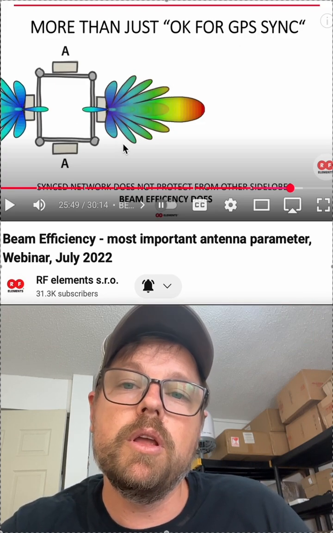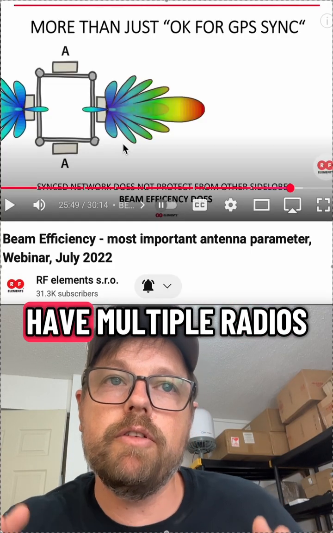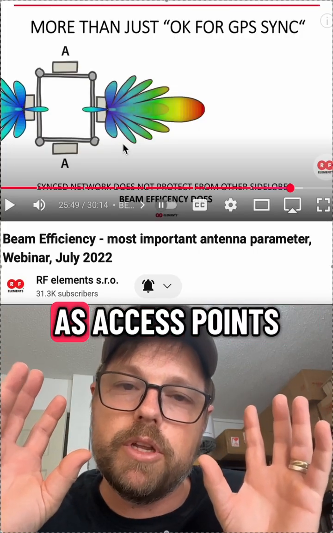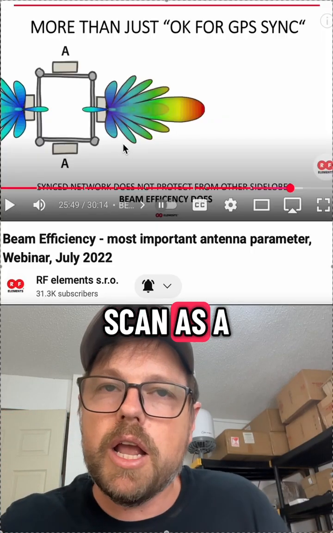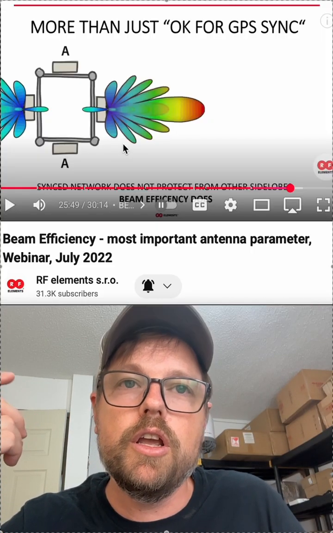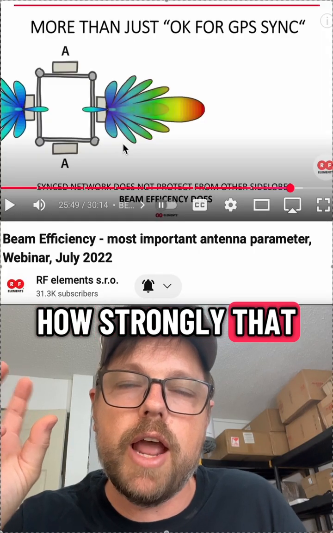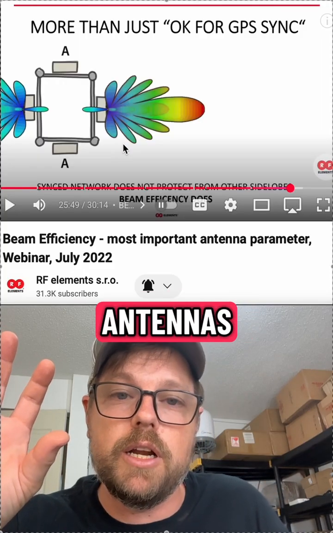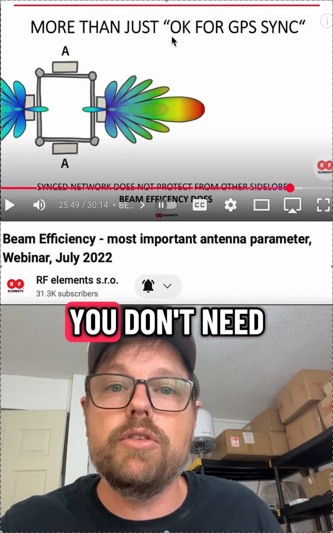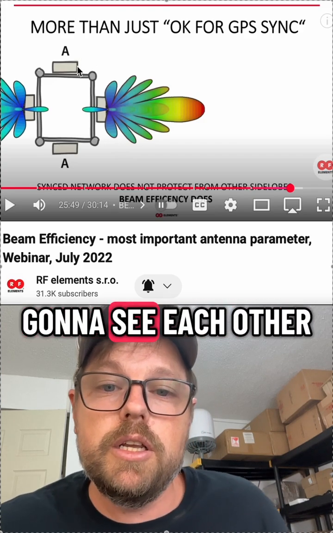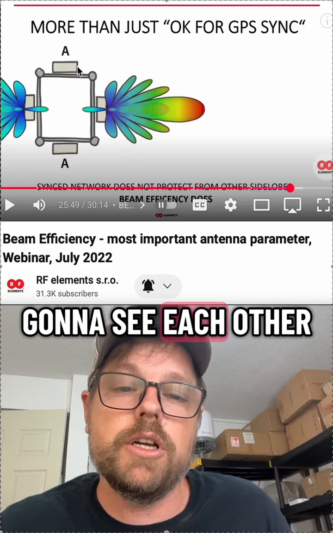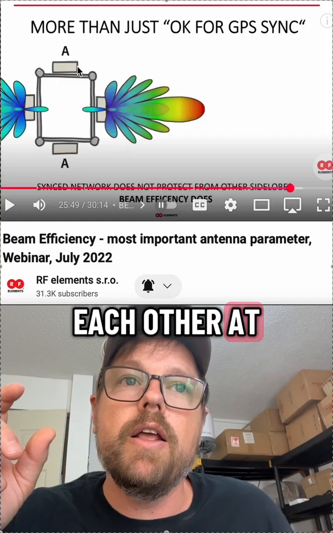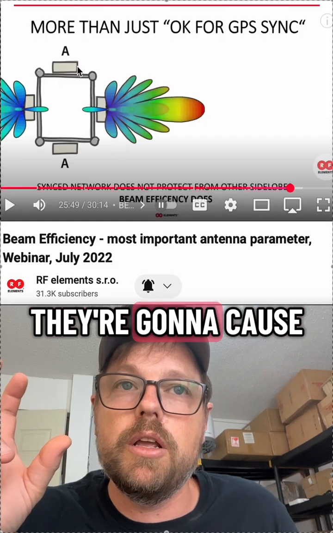That's the claim. Now, anybody can have multiple radios co-located on a tower. They're set up as access points. But if you scan as a station from one of those access points, you can see how strongly that access point sees its co-located access points. Now, if you're running RF Elements antennas and have no side lobes, you don't need GPS sync, then they're not going to see each other. But obviously, they're going to see each other. Just keep that in mind, and that the signal level that they see each other at, that's the noise and interference that they're going to cause to each other.